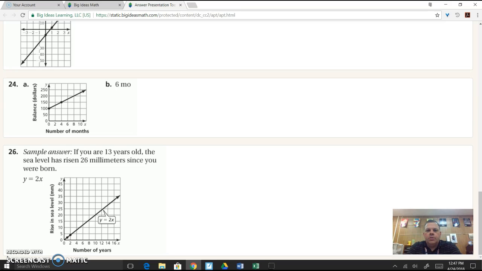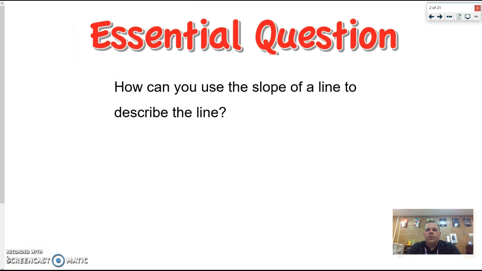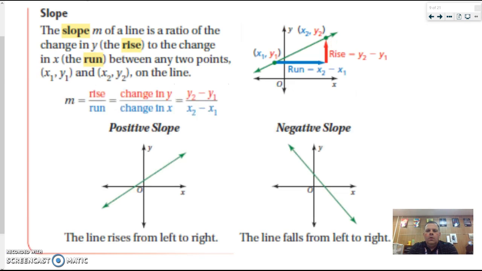Please keep questions over this homework until tomorrow when I will return and we'll be able to answer those. Our essential question for today will continue our lesson on slope. How can you use the slope of a line to describe the line?